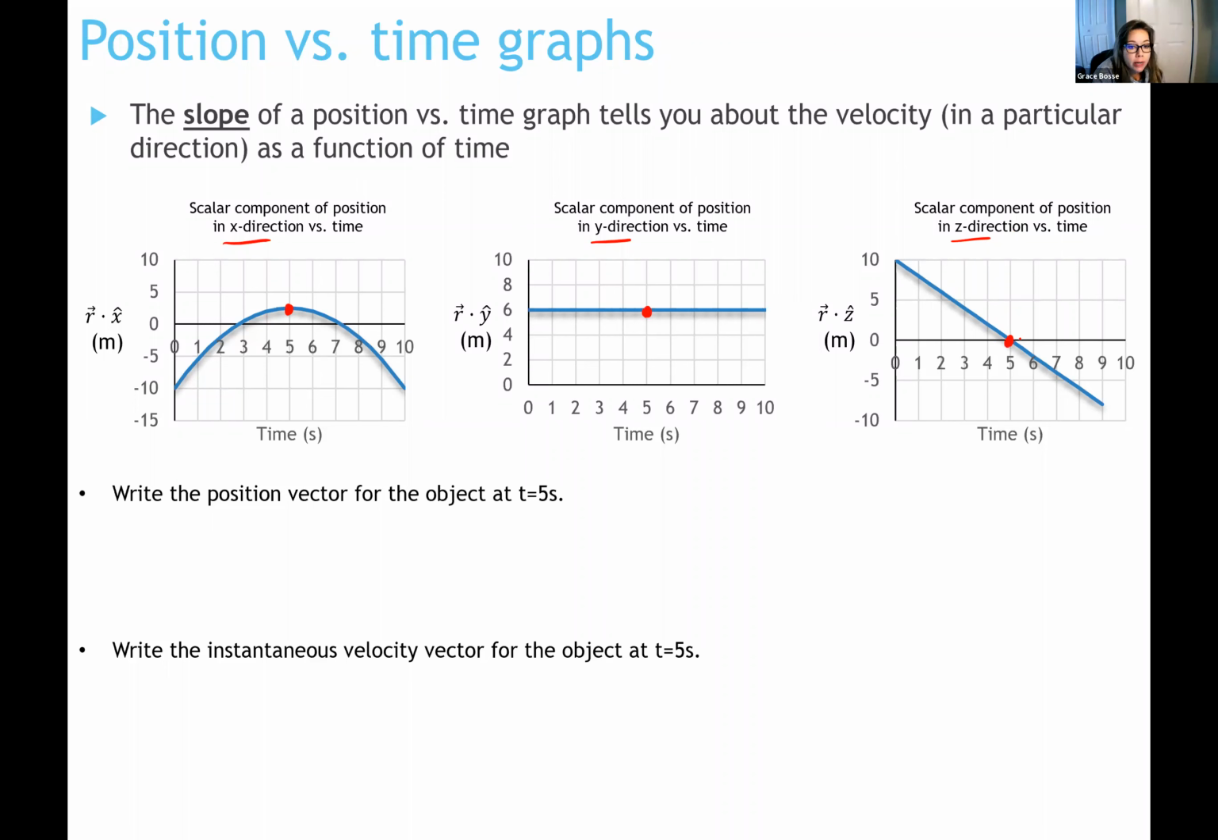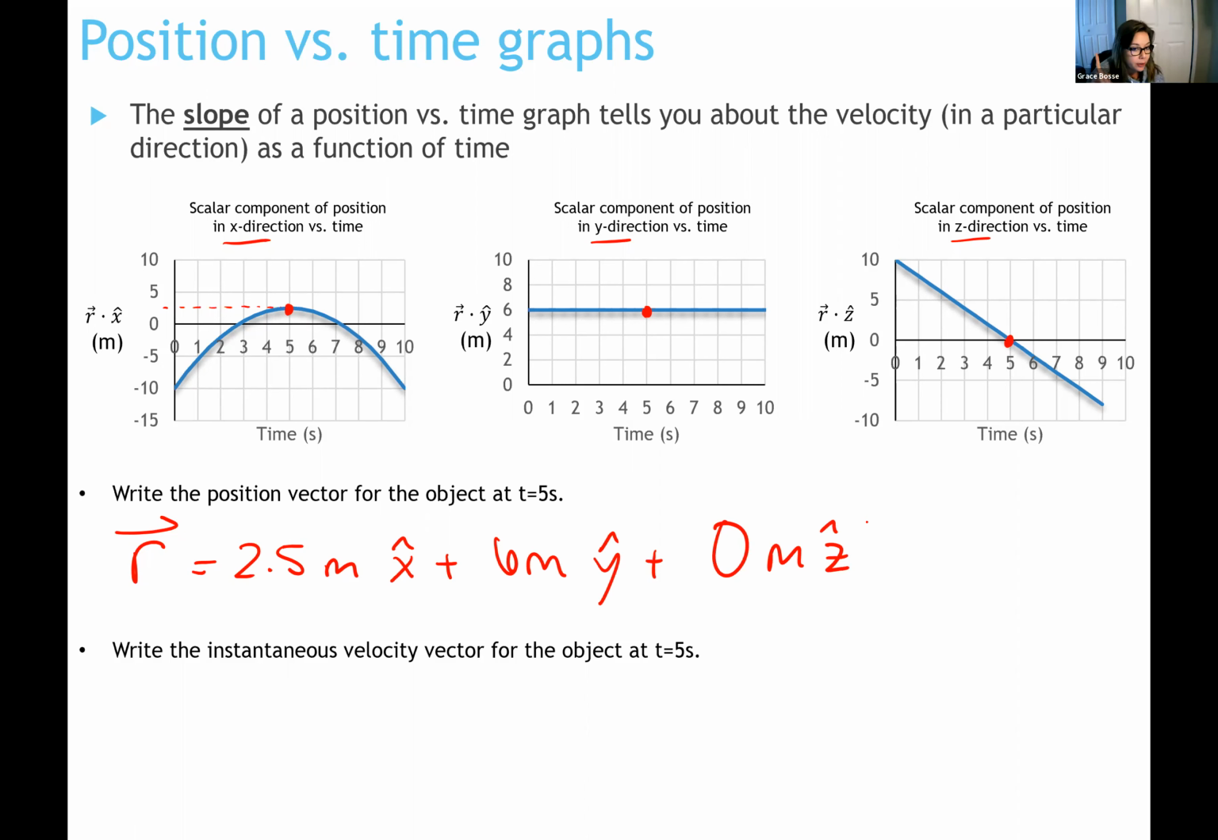And the position vector, I can just get this as the data straight out of the graph. So the position vector is the scalar component in the x direction times x hat. So the scalar component, I would say, is about 2.5 meters x hat. In the y direction, it's right here on 6 meters y hat. And in the z direction, it's right going through the x-axis, so that's 0 meters z hat. All right, position vector is easy to get from a position graph.